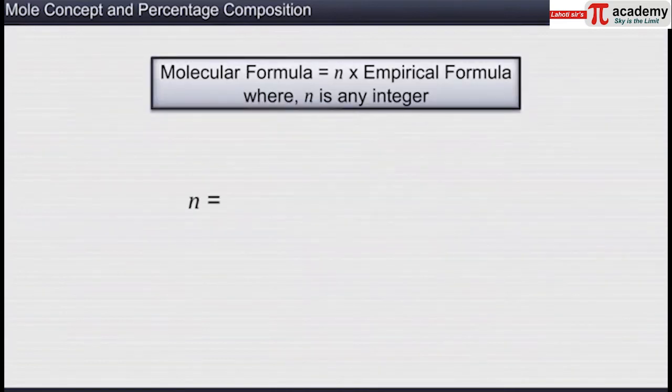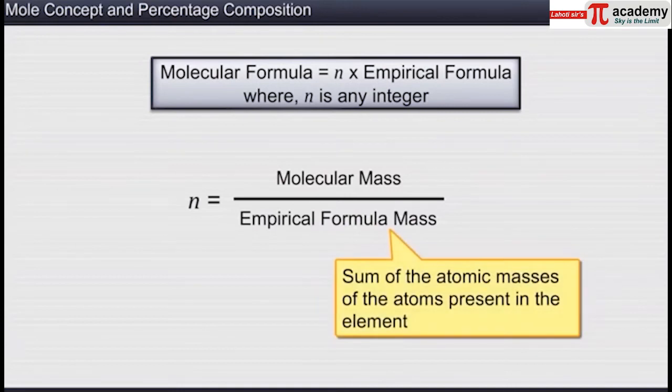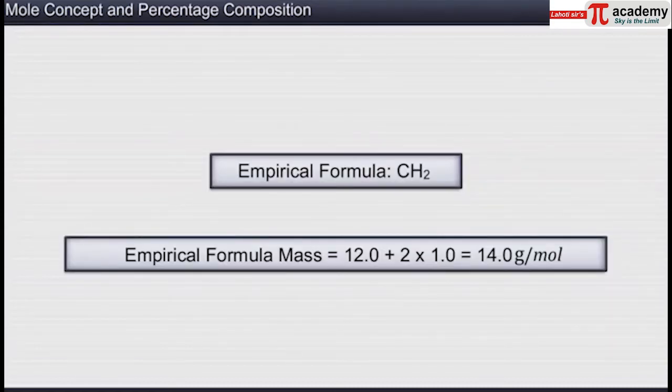The value of N can be obtained by dividing the molecular mass with the empirical formula mass. The empirical formula mass is the sum of the atomic masses of the atoms present in the compound. Let's say we have a compound CH2. The empirical formula mass will be the sum of the atomic masses of 1 carbon atom and 2 hydrogen atoms, which is 14 gram per mole.